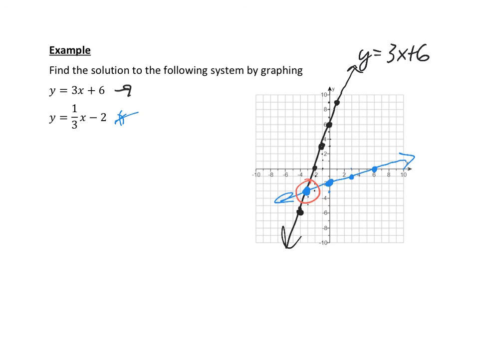The coordinates of that point would be x is -3 and y is also -3. And again, that is the coordinates of the point where the two graphs intersect. So it's up to you. You can graph any way that you choose, but what you're really looking for is the point where the two graphs intersect.